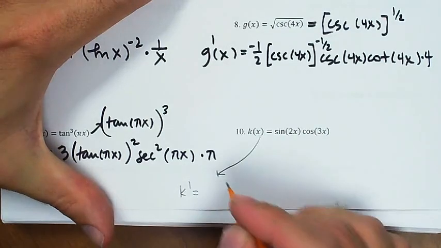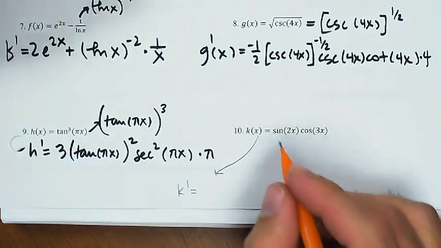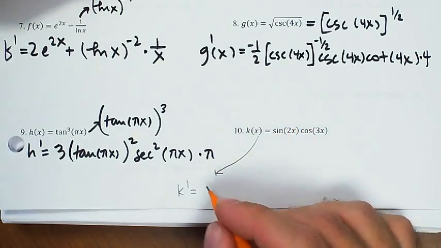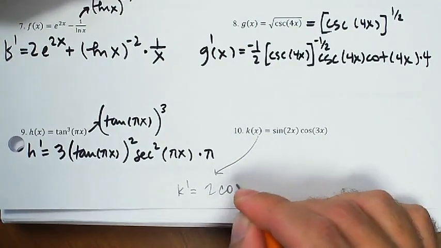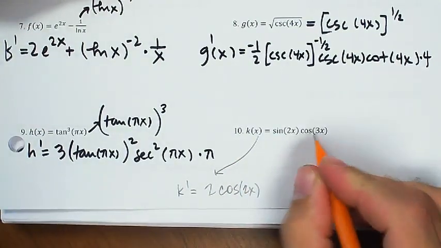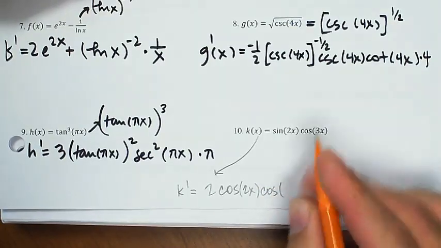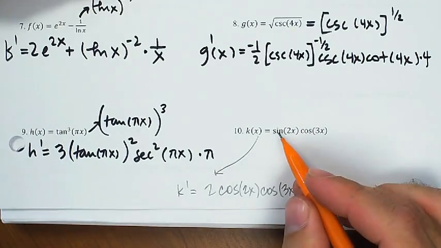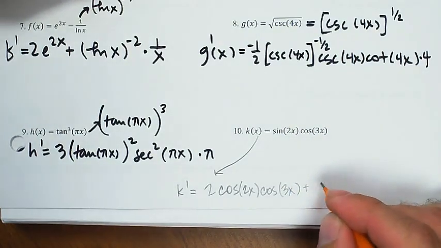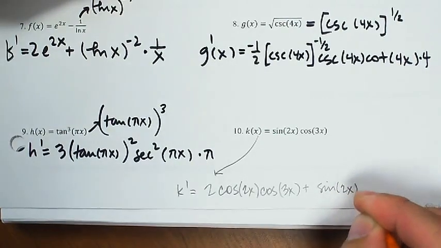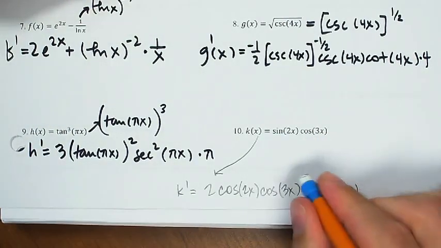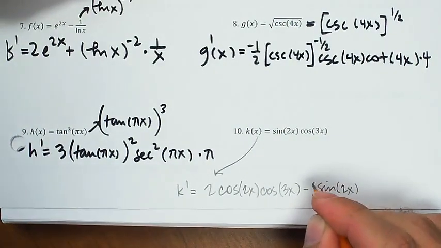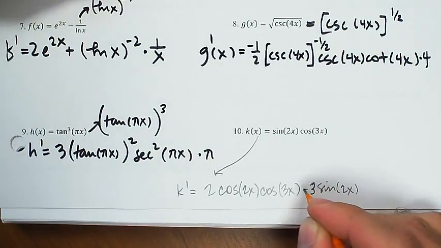K prime is equaling, okay, I'm going to start with the derivative of this thing, and the derivative of sine of 2x is cosine of 2x multiplied by 2 for the chain rule. And then I'm going to leave cosine of 3x the same. Then I'm going to add in, leaving sine of 2x the same, taking the derivative of cosine of 3x, and that's going to be negative sine of 3x multiplied by 3. So I'll just put that negative and that 3 here.